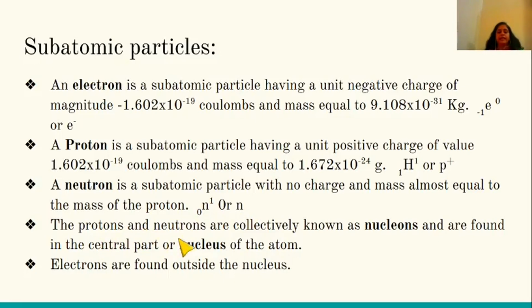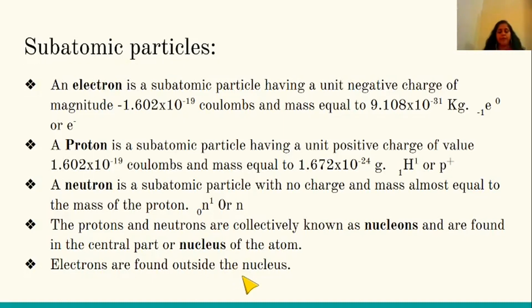The protons and neutrons are collectively known as nucleons, and they are found in the central part of the atom, which is known as the nucleus. They are present at the center of the atom, and the electrons are found outside the nucleus.